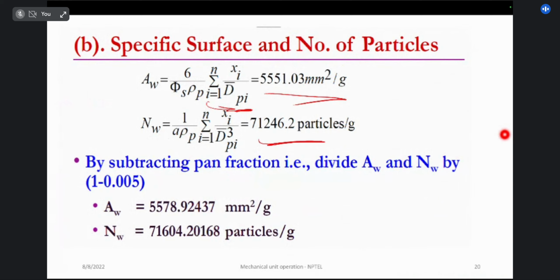Now we know that at the end of our whole screening, the last one is the pan. So whatever the fraction which is retained on the pan, we need to subtract it in order to get the actual specific surface area and number of particles. For that, for subtracting the pan fraction, we divide Aw and Nw by 1 minus 0.005, which is the fraction which was retained in the pan. So at the end we will get the exact values of Aw and Nw.